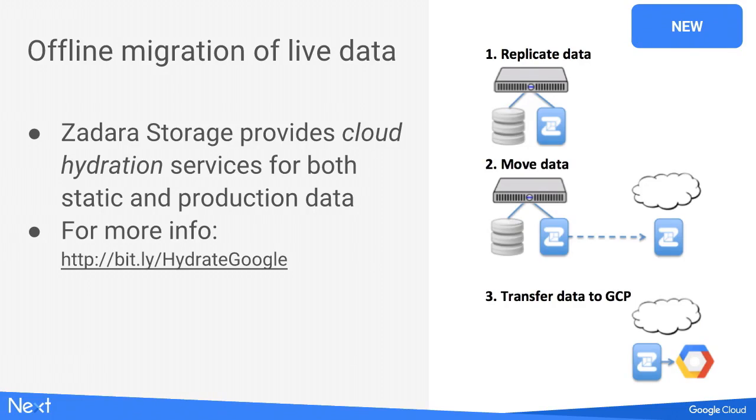Now, what's new here is that we just started working with Zadara to offer live offline migration of live data. They have a booth downstairs if you want to talk to them about this. How this works is that they will send you two appliances. You capture the data onto the appliances. You ship one to Zadara. They will upload to GCS. And then they will use the second appliance to do synchronization of data that has changed.